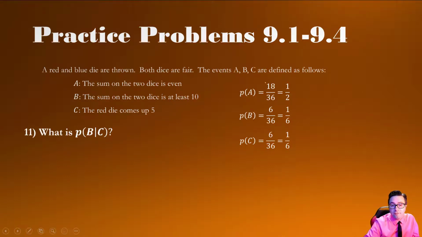What is the probability of B given C? For this one, the sum on the 2 dice is at least 10, given the red dice comes up 5. So we think about, for the list that we had for B, how many of them started off with 5, okay? And that was 2 of them, 5, 5, and 5, 6, right? And so then we do that over the amount of C, and that was 6. And so 2 over 6 is 1/3, and there we go.